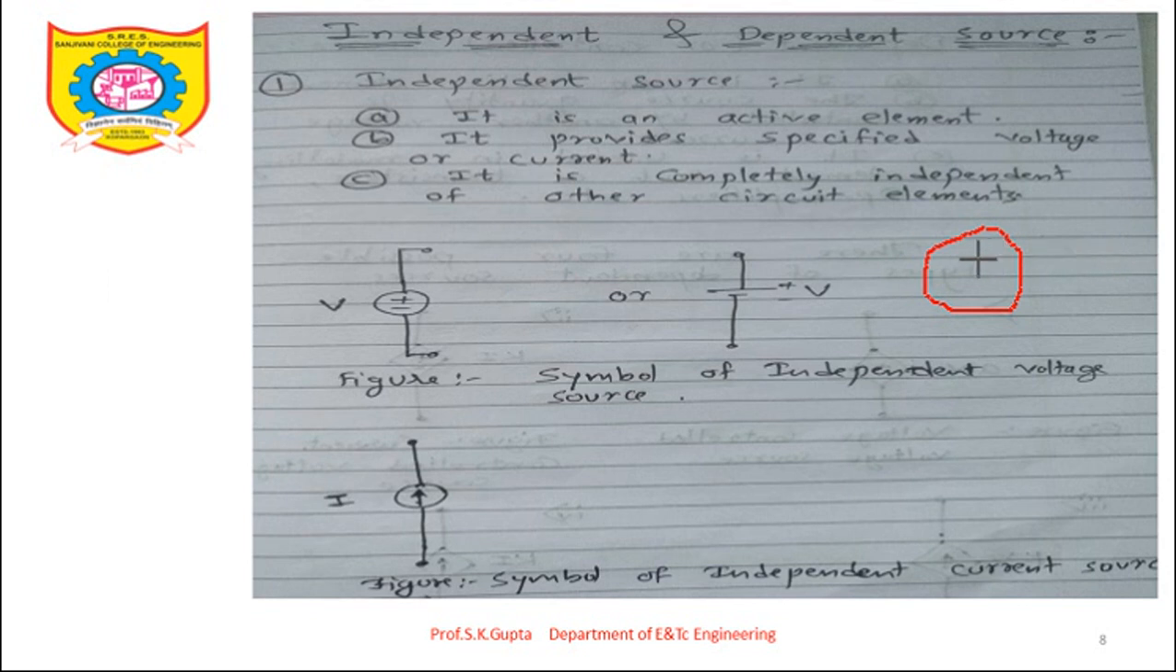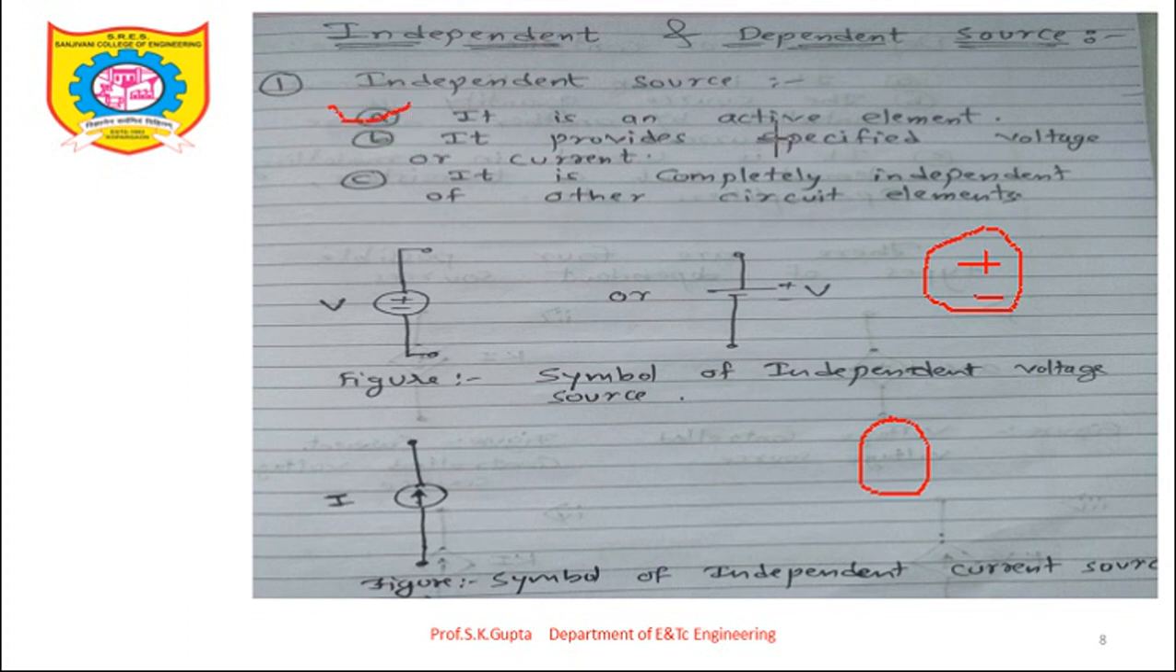Now, if inside the circle, a plus minus sign or a minus plus sign is written, that means it is a voltage source. And inside a circle, if an arrow is shown, upward arrow or downward arrow, that means it is a current source. Now the first point about an independent source is that it is an active element.